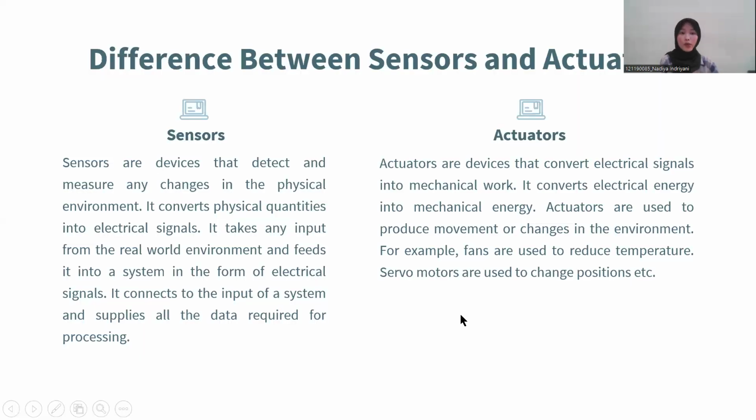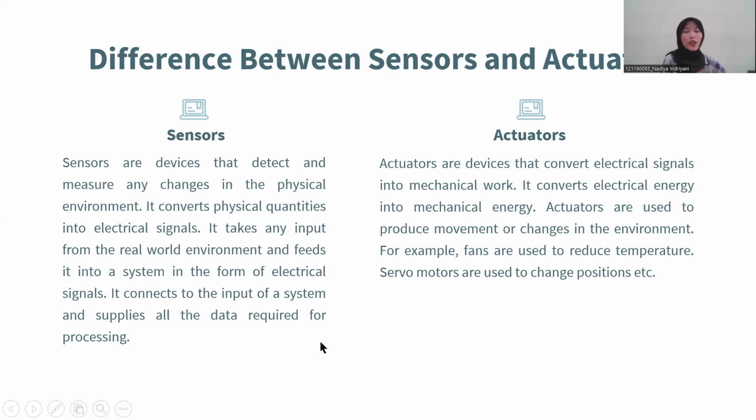Difference between sensor and actuator. Sensors are devices that detect and measure any change in the physical environment. It converts a physical quantity into an electric signal. It takes any input from the real-world environment and feeds it into a system in the form of an electric signal. It connects to the input of the system and supplies all the data required for processing.